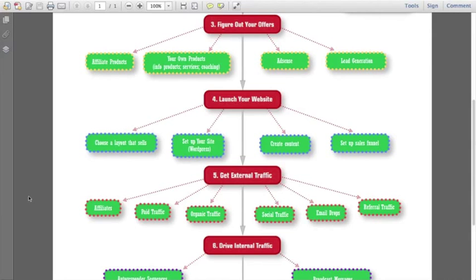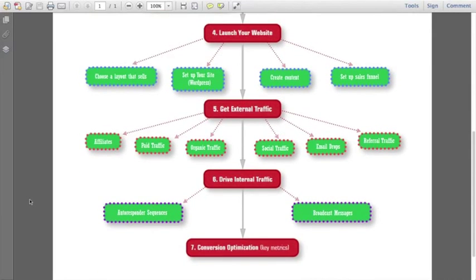So that's launching your website. And then the next thing you want to do is start getting what I call external traffic. I differentiate between external traffic and internal traffic. External traffic is traffic that comes from outside of your website. Those are fresh visitors. You can get that through basically 6 different ways. You can get it through affiliates, sending traffic to your site, through paid traffic, and the classic case of that is Google AdWords, and there's also Bing ads, both of which I have a lot of experience with.